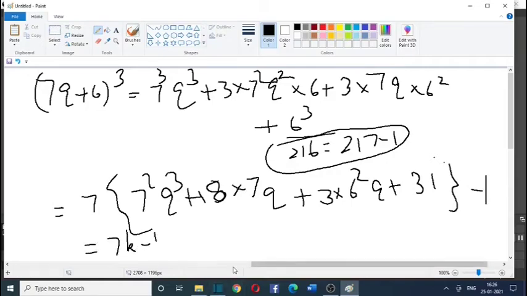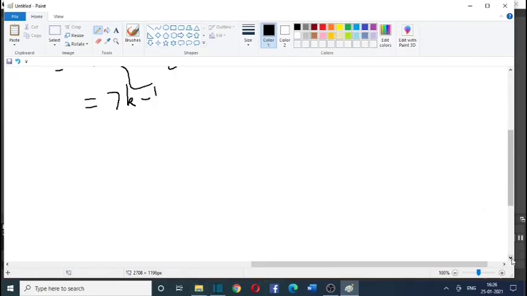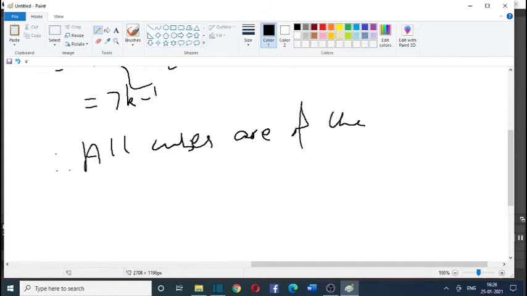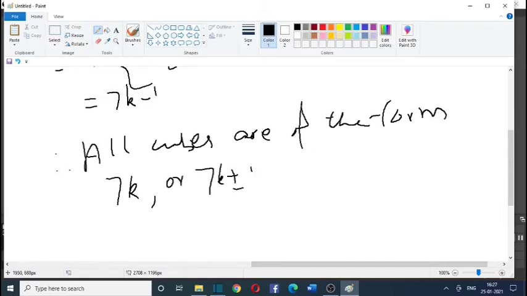So all cubes, therefore all cubes are of the form 7k or 7k plus or minus 1.